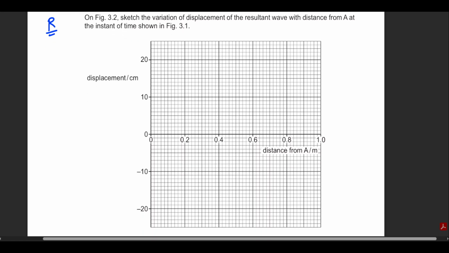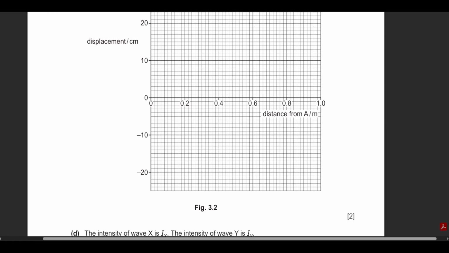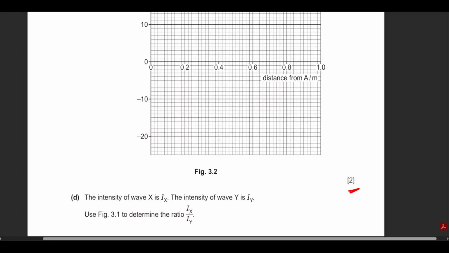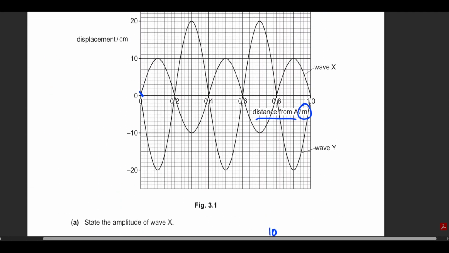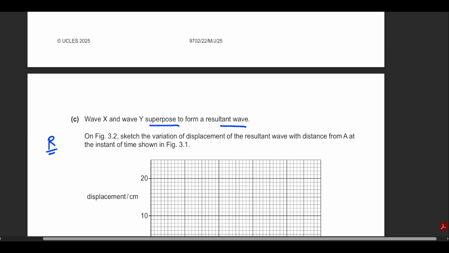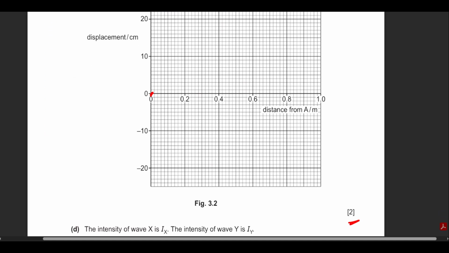Now he wants you to show this on the diagram. The reason it's 2 marks is because it's very simple. No need to worry about this. First find out where the displacements are 0. So this is 0, 0, 0, 0, 0. The changeover points are not different. So it's going to be this coordinate, this one, and so on. They could be different from this, but it doesn't matter.